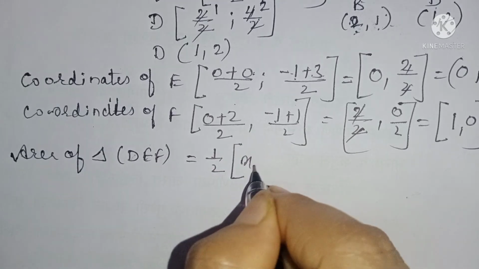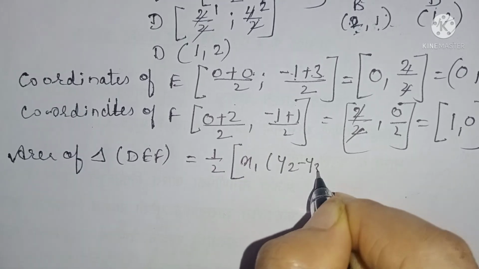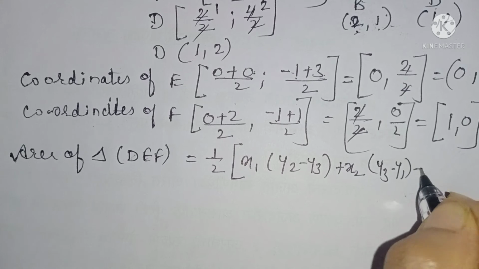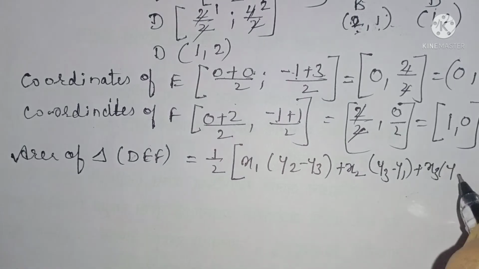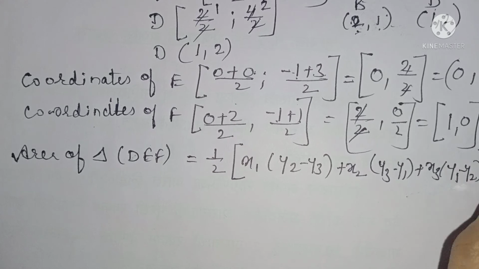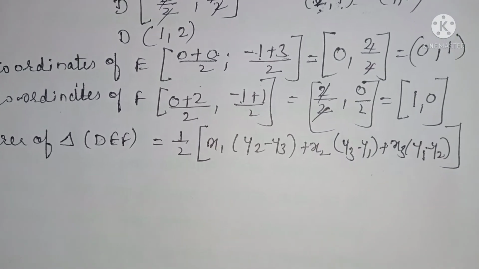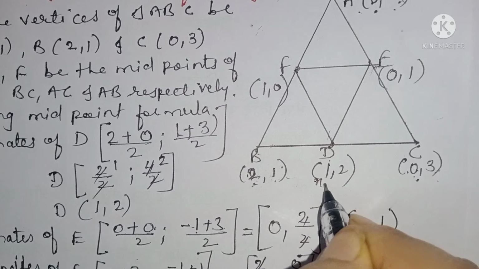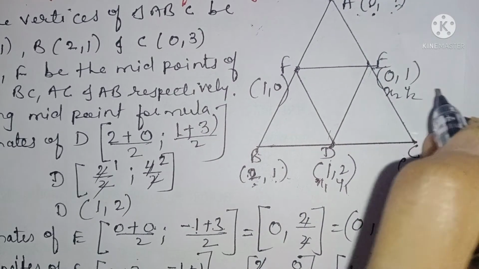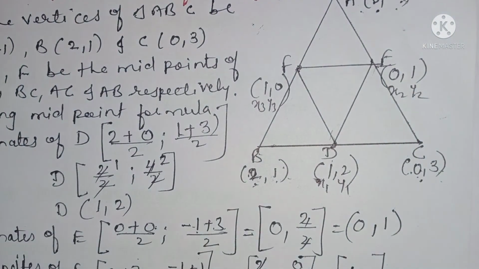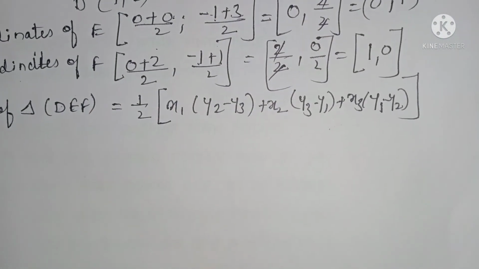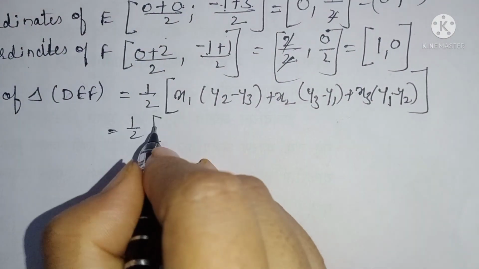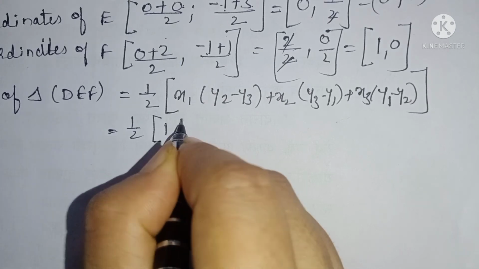Area of a triangle is half in bracket x1 (y2 minus y3) plus x2 (y3 minus y1) plus x3 (y1 minus y2), and substitute. DEF के कोऑर्डिनेट लेने हैं आपको. सो लुक एट इनटू दिस फिगर, ये देखिए आपके. सो अगर आप इसको लेंगे, ये x1 y1, ये होगा आपका x2 y2 और ये होगा आपका x3 y3, एंड सब्सटीट्यूट द वैल्यू अकॉर्डिंगली.